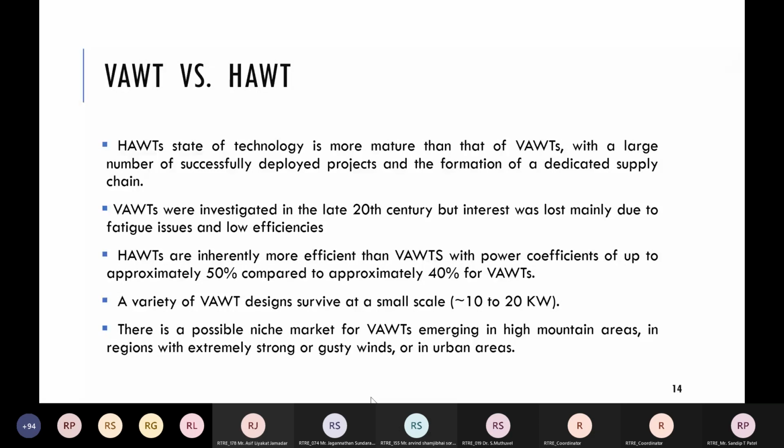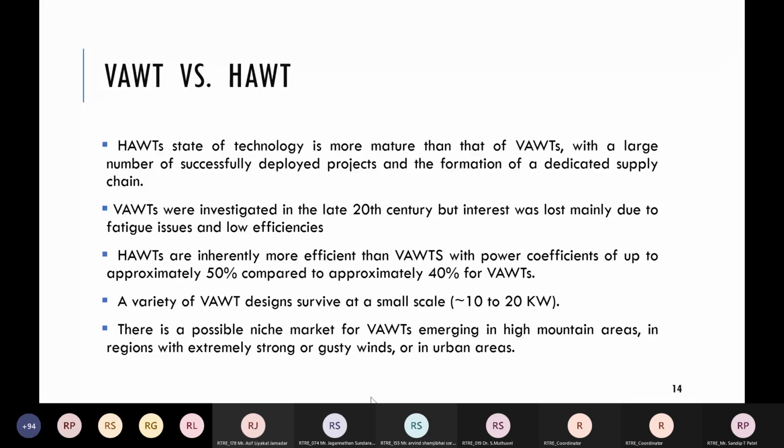As we discussed, I'm going to use abbreviations: horizontal axis wind turbine as HAWT, and vertical axis wind turbine as VAWT. These are the standard abbreviations for wind turbines. Now, the good thing is there are so many VAWT designs which survived at small scale. So for the small wind turbine sector, VAWT is a very good candidate compared to the horizontal axis wind turbine.